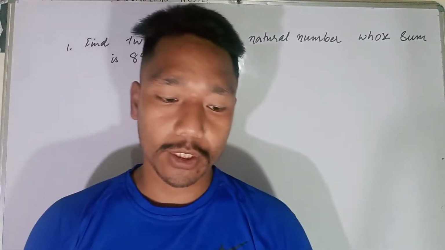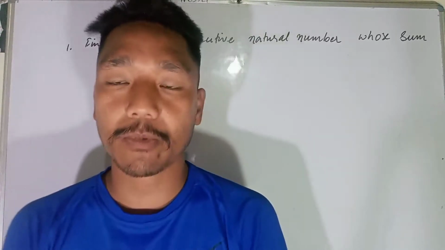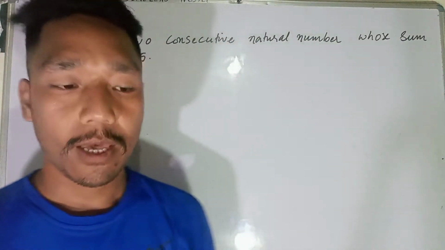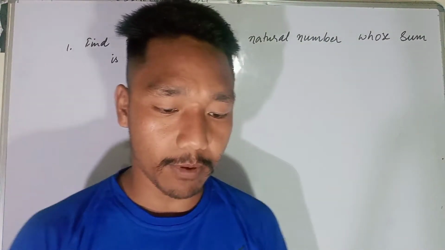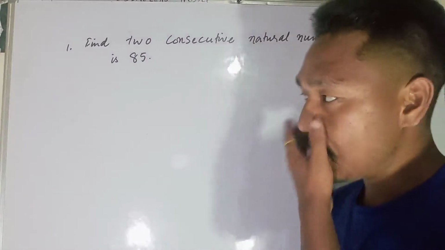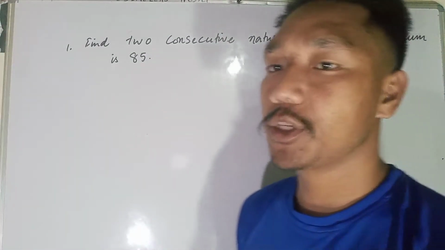This video lecture is based on exercise 7.3, which is about applications of simple equations to practical solutions. Here we will discuss our first topic, that is, find two consecutive numbers. The first question of exercise 7.3 is what?